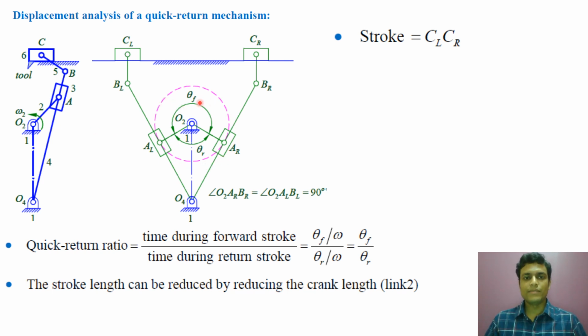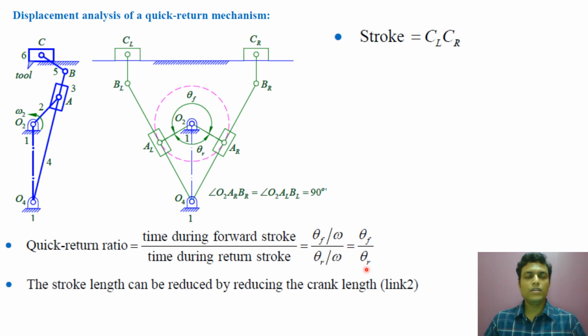But there is a problem. If we reduce the crank length to reduce the stroke, what will happen to the quick return ratio? So cos theta r by 2 is equal to r, the crank radius, divided by this fixed link. This fixed link is fixed. So if r is reduced, then the value of cos theta r by 2 is reduced. Reduction in cos value means the angle is increased. So theta r by 2 will increase, and theta r by 2 increasing means the quick return ratio decreases.